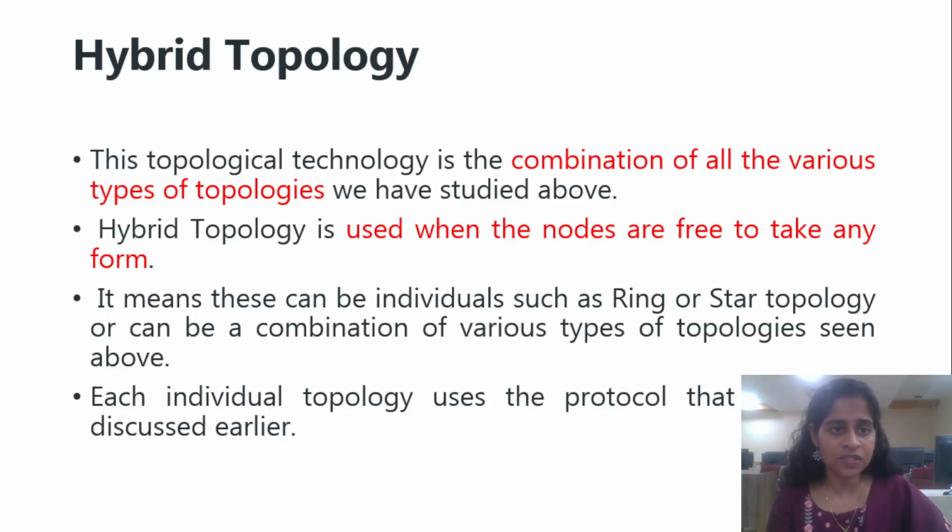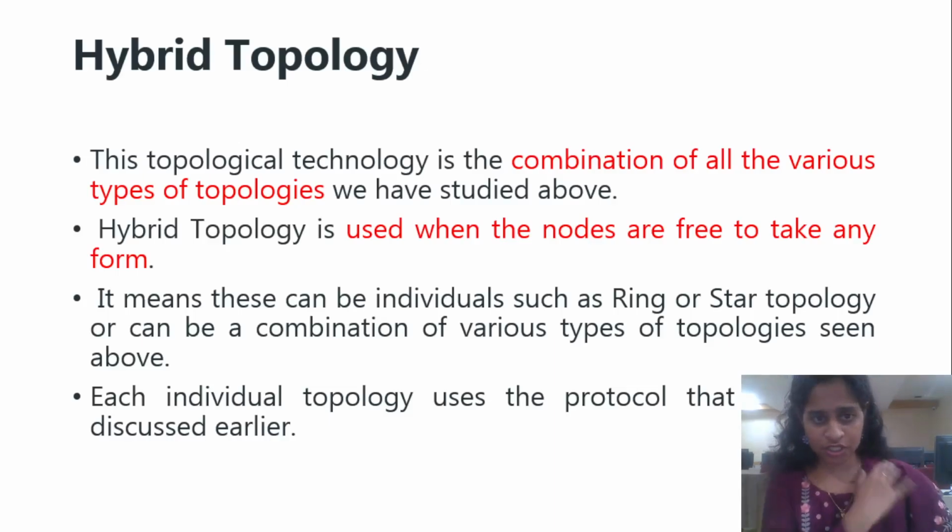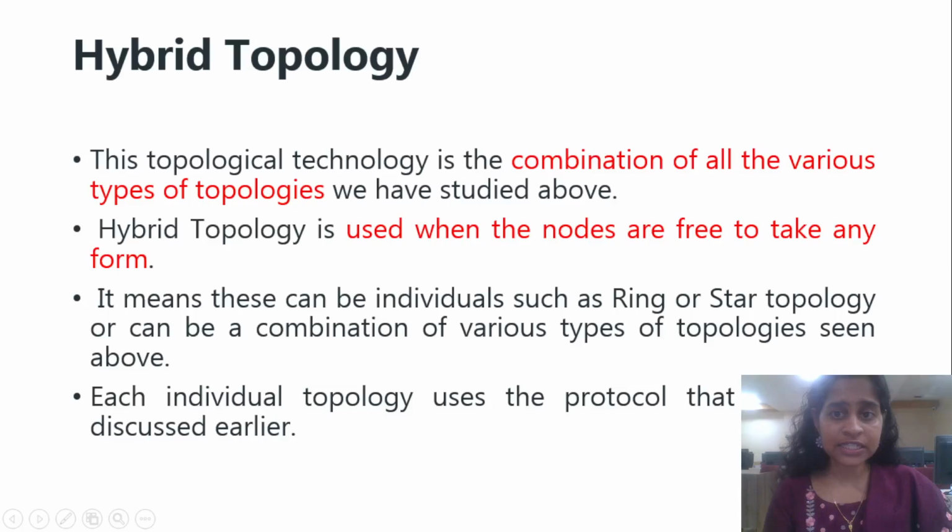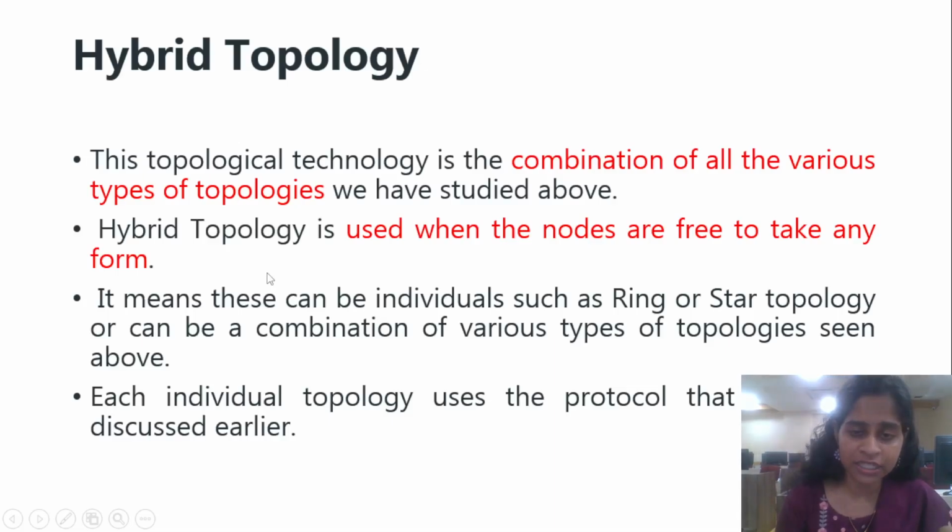Next is hybrid. This is the last topology we are going to learn from network topologies. It is a combination of all the topologies we have learned so far. It is used when the nodes are free to take any form, whether bus form, point-to-point form, star or mesh. If the circumstances are right, then only we go for hybrid topology.